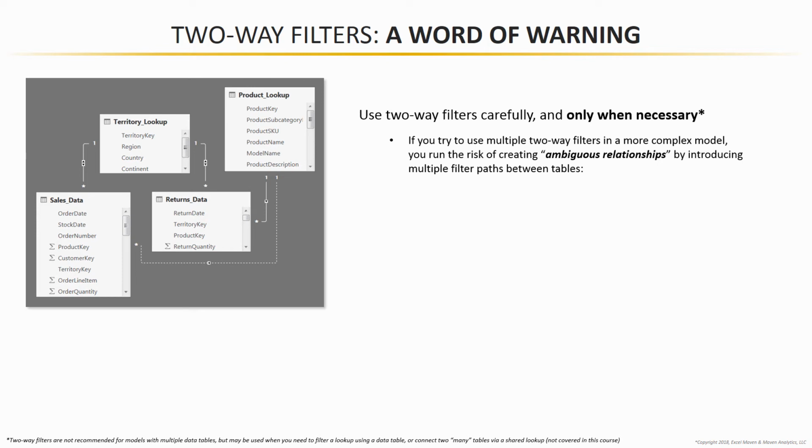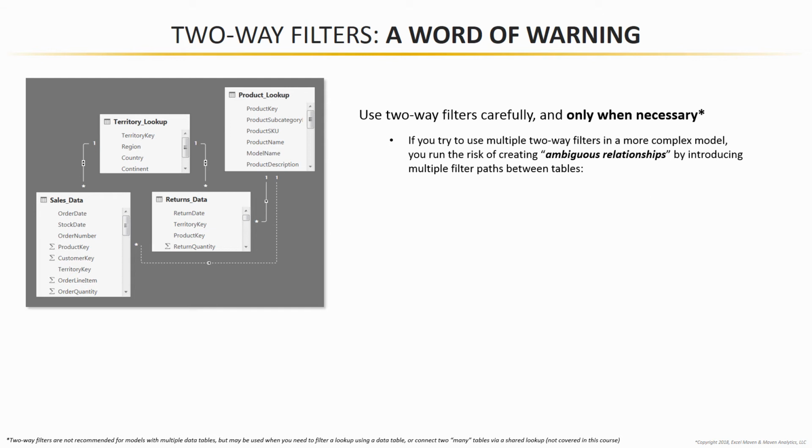Now there are cases where two-way filters are helpful or sometimes even necessary. Like for instance, if you want to intentionally filter a lookup based on a data table, kind of like we just showed. But the thing is, two-way filters really aren't recommended for models with multiple data tables, exactly like the one that we're working with. And in fact, if you try to use multiple two-way filters in a more complex model like this, you run the risk of creating something called an ambiguous relationship.